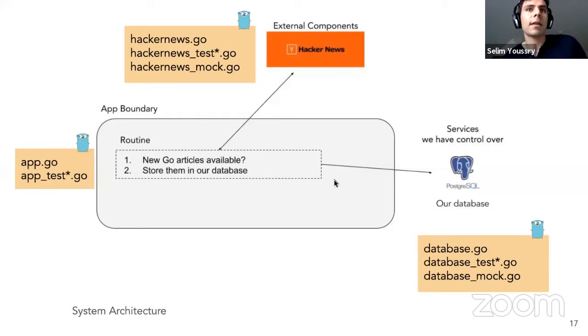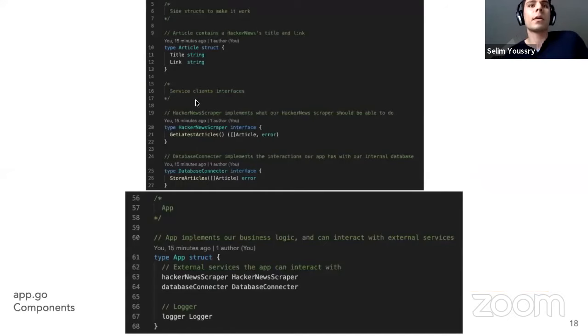So what does it look like? If we look at the app, the external interfaces that we need are twofold. One, for Hacker News, the only thing we really needed to do is to be able to get the latest articles. And for the database connector, it just needs to be able to store articles in it.